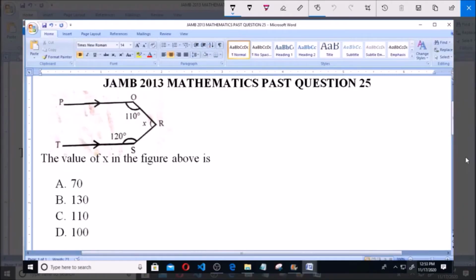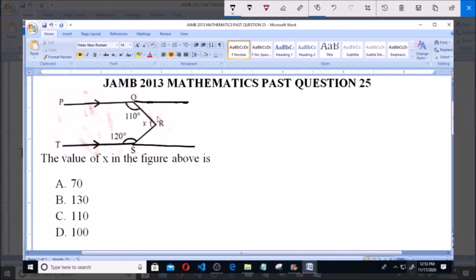I'll be answering JAMB 2013 Mathematics Past Question 25. Now the value of x in the figure above is, we are asked to find the value of x in the figure above. Now looking at this figure, we're given that these two lines, that's line PQ and line CS, are parallel. Now let's just simply extend these lines beyond the parts given to us. Let's extend the lines and also extend this.